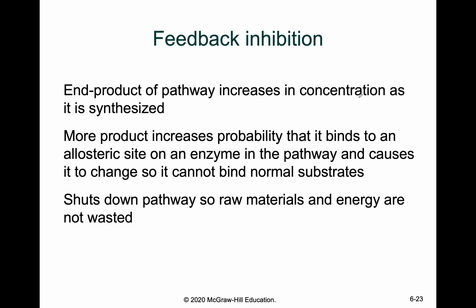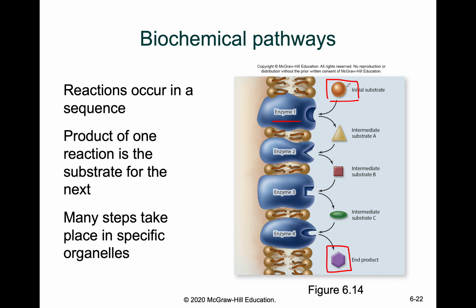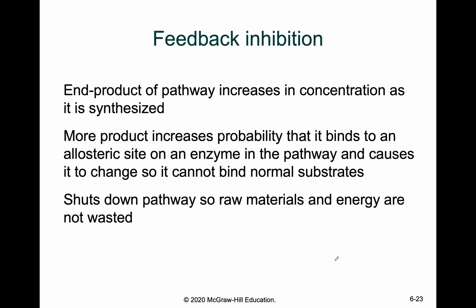The end product of the pathway increases in concentration as it is synthesized, as we saw. You go from orange ball to purple hexagon. So you generate more and more of this purple hexagon, but the more product there is, the higher the probability that it binds to an allosteric site of an enzyme in the pathway, causing it to change and not bind the normal substrate. So in essence, it will shut down the pathway, with raw material and energy not being wasted.